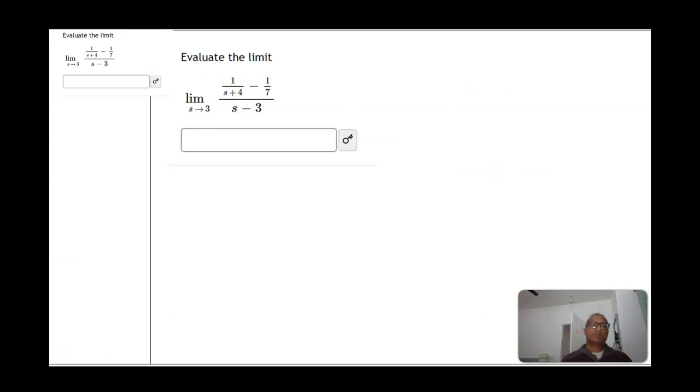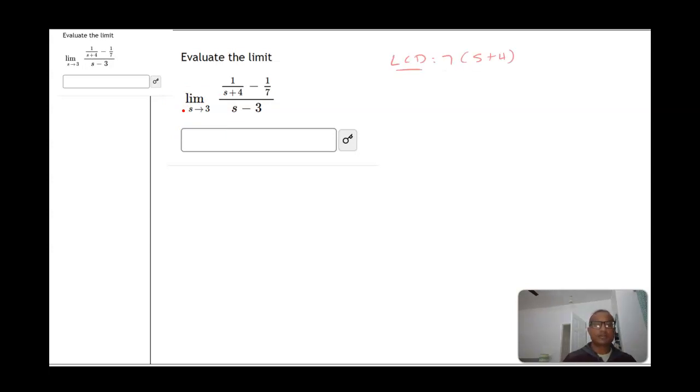Okay, now let's do another one that's a little more complicated. We have a rational function divided by another term. So we have 1 over s plus 4 minus 1 over 7, all over s minus 3. These are called complex fractions, when you have a fraction over a fraction. And we want to know what happens as s approaches 3.